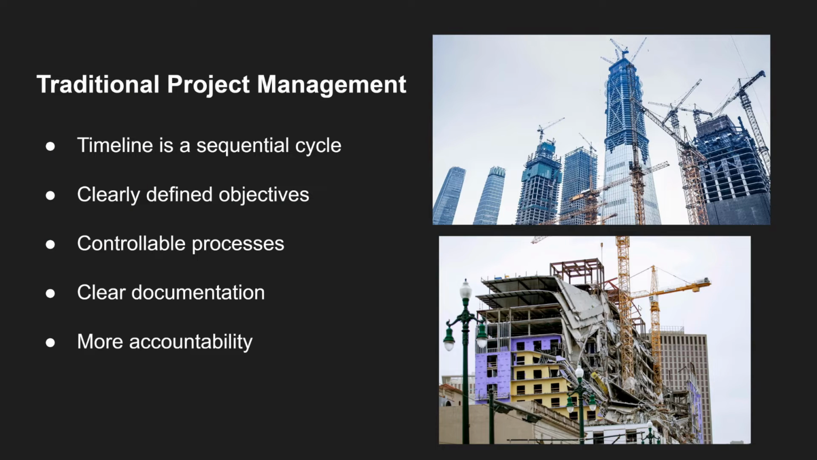So traditional project management is a sequential cycle of management where everything has clearly defined objectives ahead of time. If you're building a skyscraper, you design the entire skyscraper, all the risks, all the objectives ahead of time before implementation. You don't change anything once you start actually building. What this does is allow for very controllable processes, so everyone knows exactly what they're responsible for. They have accountability for what they're responsible for, and they can control everything involved in the project.